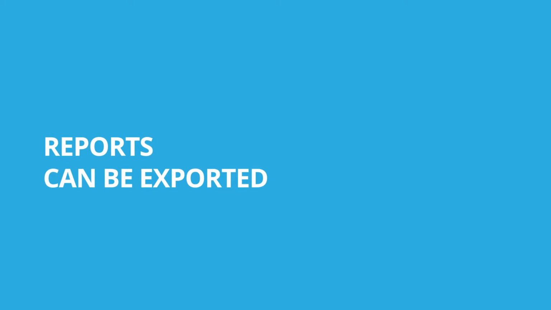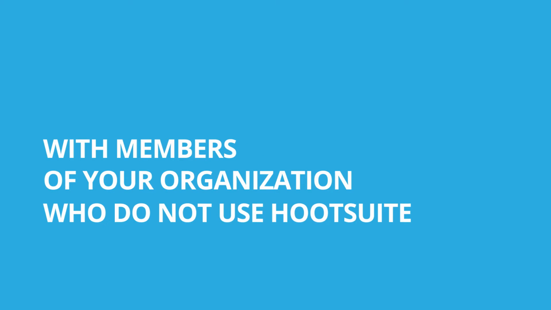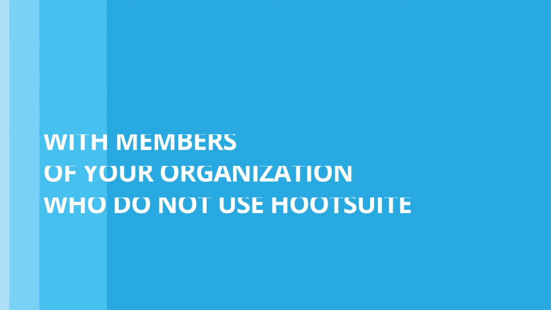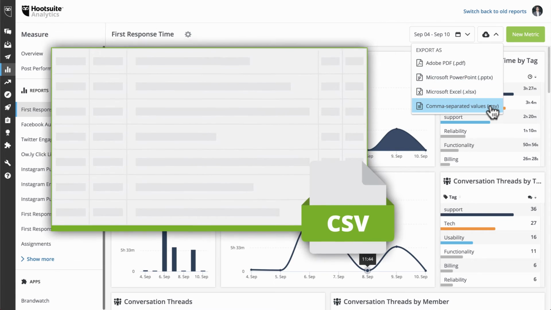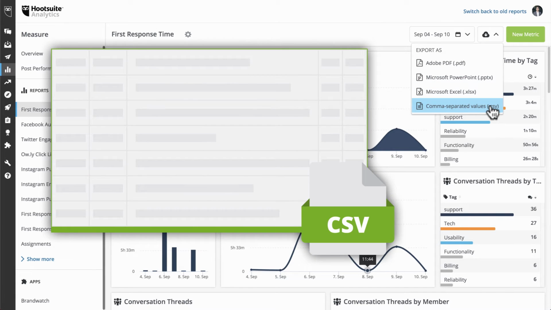Reports can be exported, which is the best way to share your data with members of your organization who do not use Hootsuite. Simply open a report, click Download, and select your preferred file type. CSV files are useful for transferring data into other organizational tools.